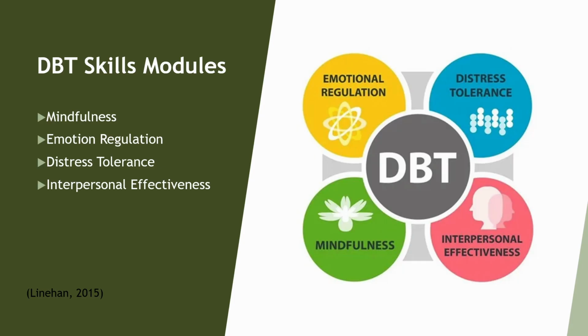The third module of DBT is distress tolerance. These skills are especially useful during crisis. Instead of making situations worse through avoidance or impulsive behavior, clients learn practical strategies to tolerate distress until emotions decrease naturally. And the final module is interpersonal effectiveness.